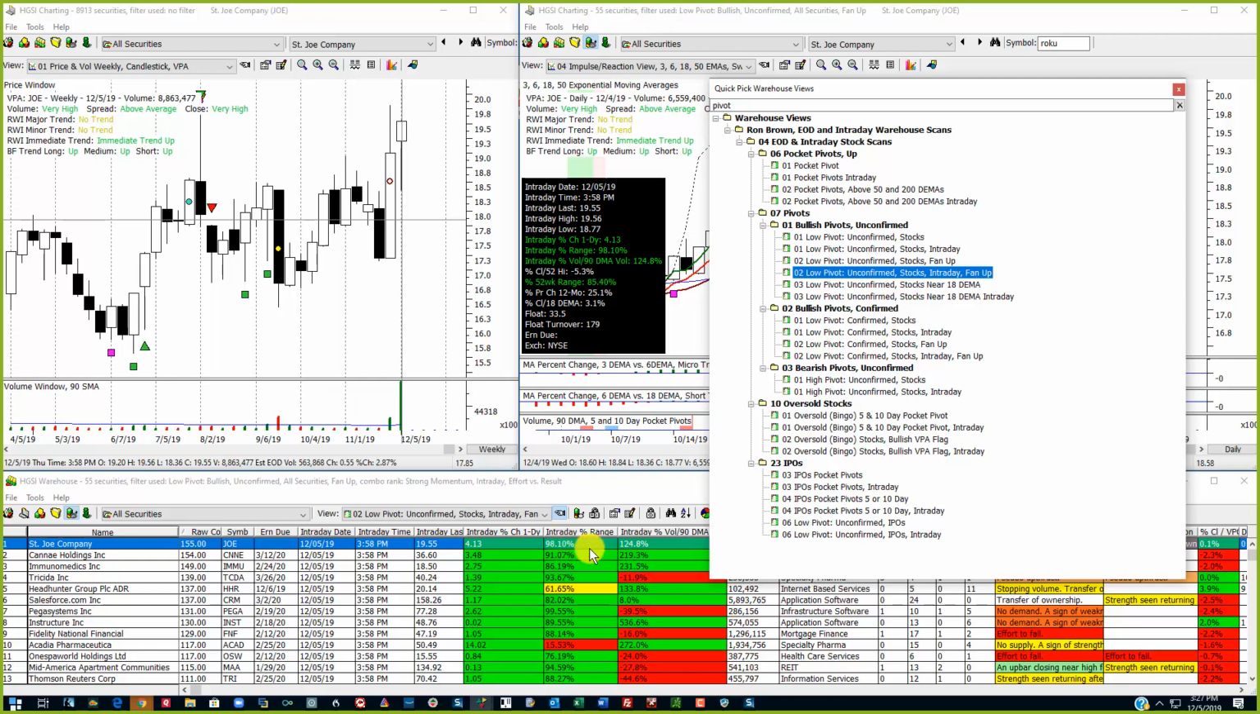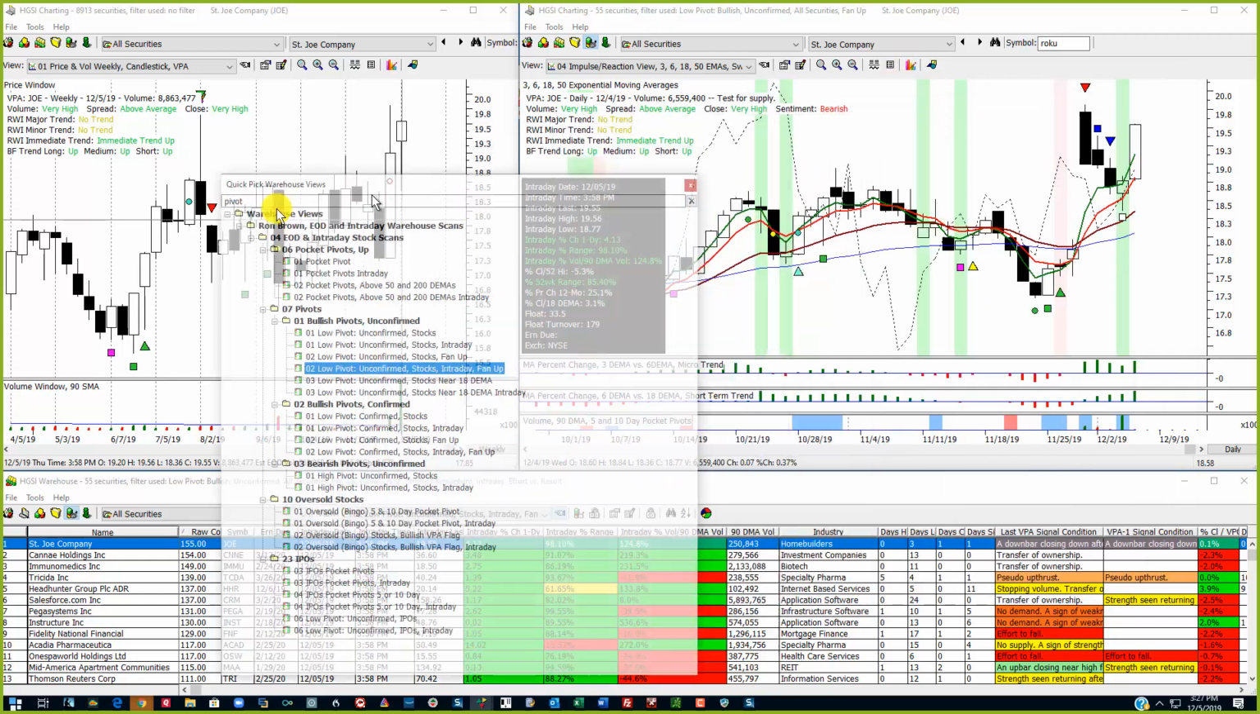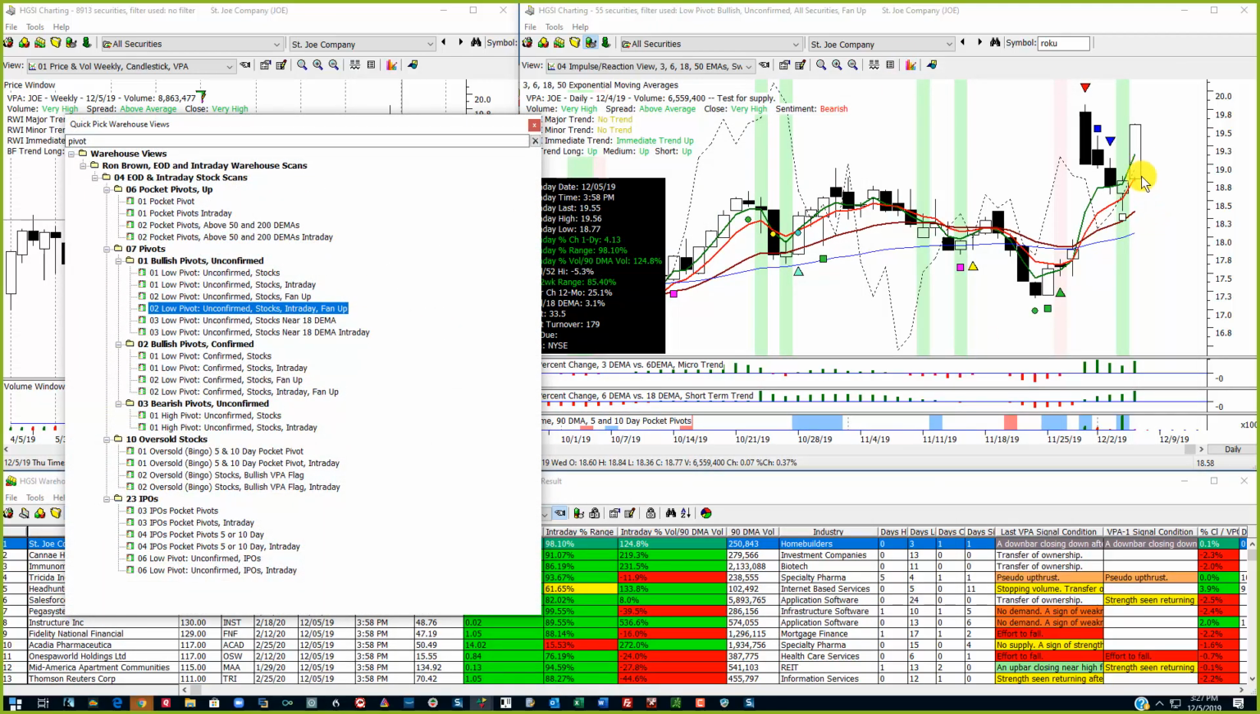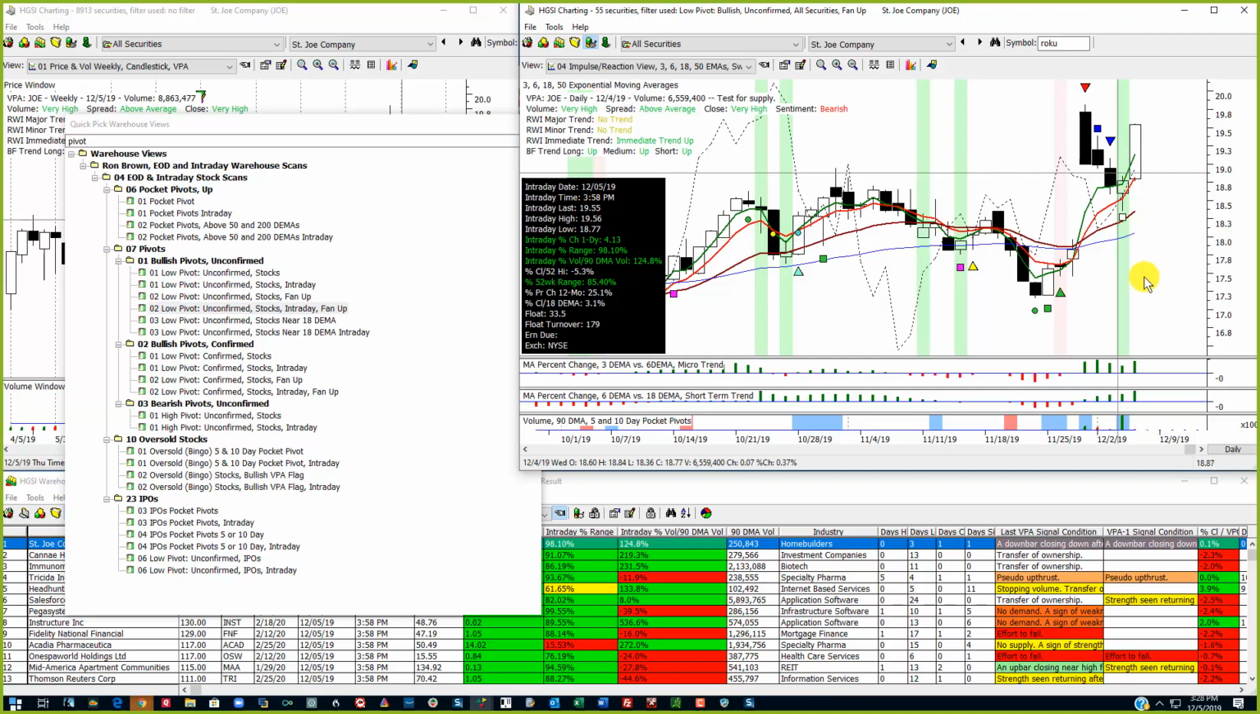Closed at 98% of its daily range on 124.8% of average volume. But here is your pivot, and there's the buy. Now this probably gapped up on earnings back here, and then there was profit taking. It got low enough to attract buyers, and then it followed through today, and here is your buy point. But this buy is a lot less risky than this buy.